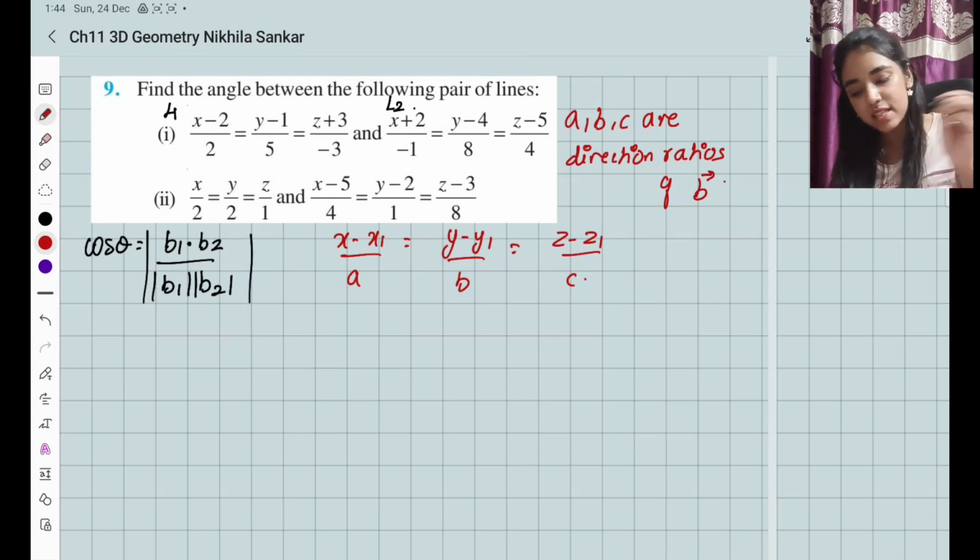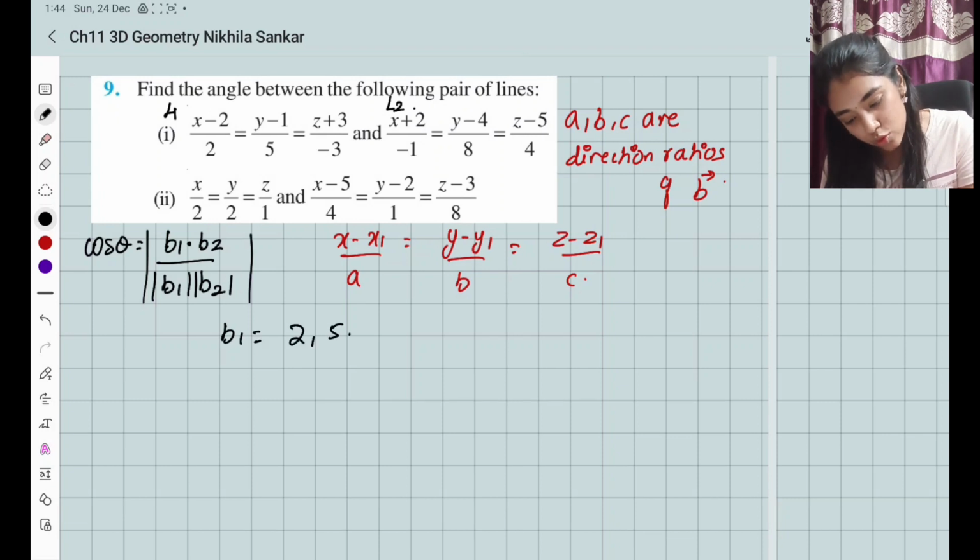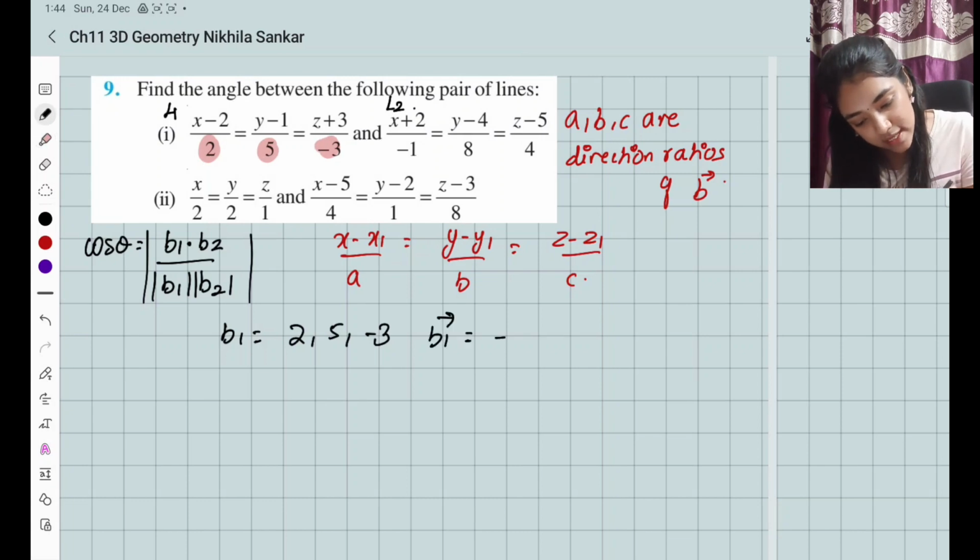Correct? So in the ABC, just find it. Now for my B1 it is going to be 2, 5, minus 3. Therefore, it is going to be 2, 5 and minus 3. So I can write my B1 vector as 2I cap plus 5J cap minus 3K cap.